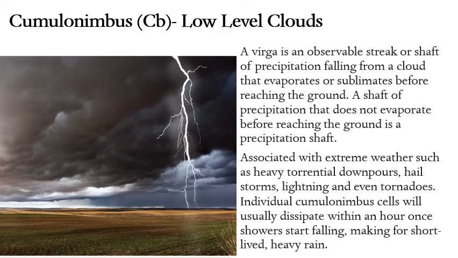And we can expect that if we have a cumulonimbus cloud, we are already having a storm, because this cloud is associated with extreme weather such as heavy torrential downpours, hailstorms, lightning, and even tornadoes. Individual cumulonimbus cells will usually dissipate within an hour once showers start falling, making for short-lived heavy rain.